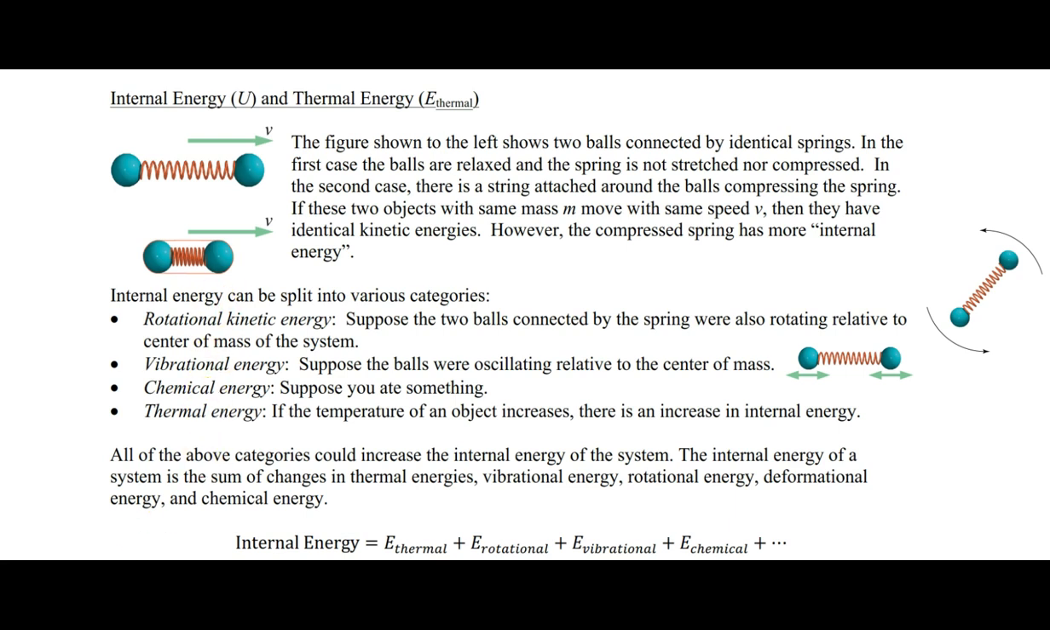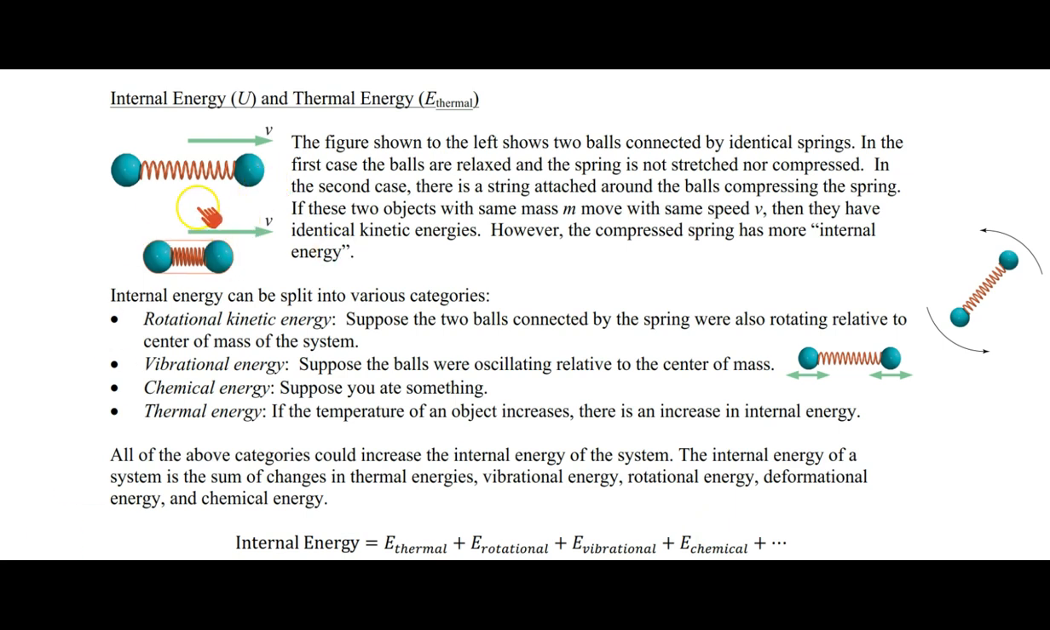So what exactly is the internal energy of a system? Well, the internal energy of a system, as you can see down here on the bottom of the screen, is the sum of all the different types of energies within the internal structure. That can be rotational kinetic energy, vibrational kinetic energy, thermal energy, or chemical energy. It's a sum of all of those energies together.